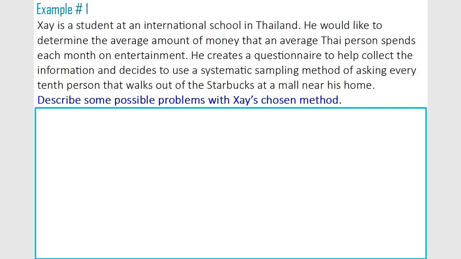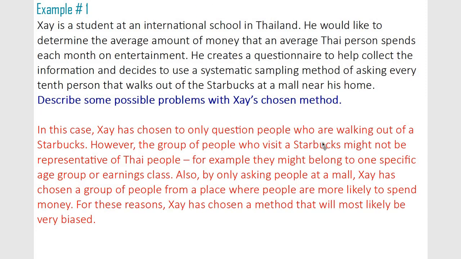Okay, so how do we know that Zay designed a good questionnaire? What's wrong with his system? Well, he chose people at Starbucks. Well, that's probably not representative of Thai people. Okay? That is a specific age group or earnings class, right? You're not going to see many low-income people going into Starbucks. It's kind of expensive. Not kind of, it is. Coffee is expensive. All right.